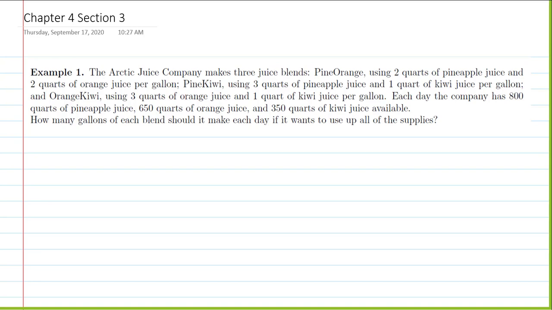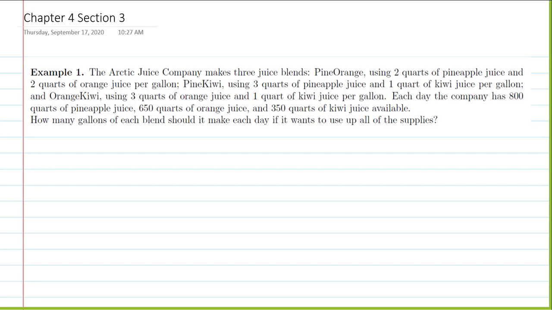All right, so Chapter 4, Section 3 is going to be all application problems involving linear systems and matrices. So in all of these problems, we're going to need to set up some kind of matrix and then use either Excel or our graphing calculator to reduce that matrix and find the solution that we are looking for.